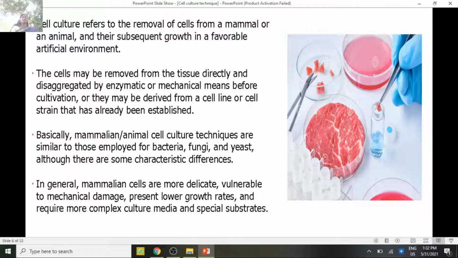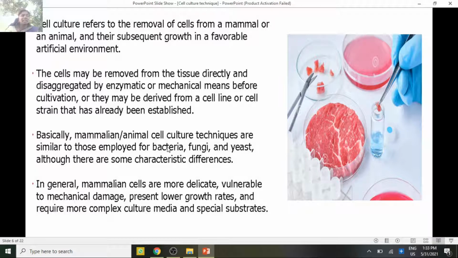Cell culture refers to the removal of cells from a mammal or animal and their subsequent growth in a favorable artificial condition. The cells may be removed from the tissue directly and disaggregated by enzymatic or mechanical means before cultivation, or they may be derived from a cell line or cell strain that has already been established.